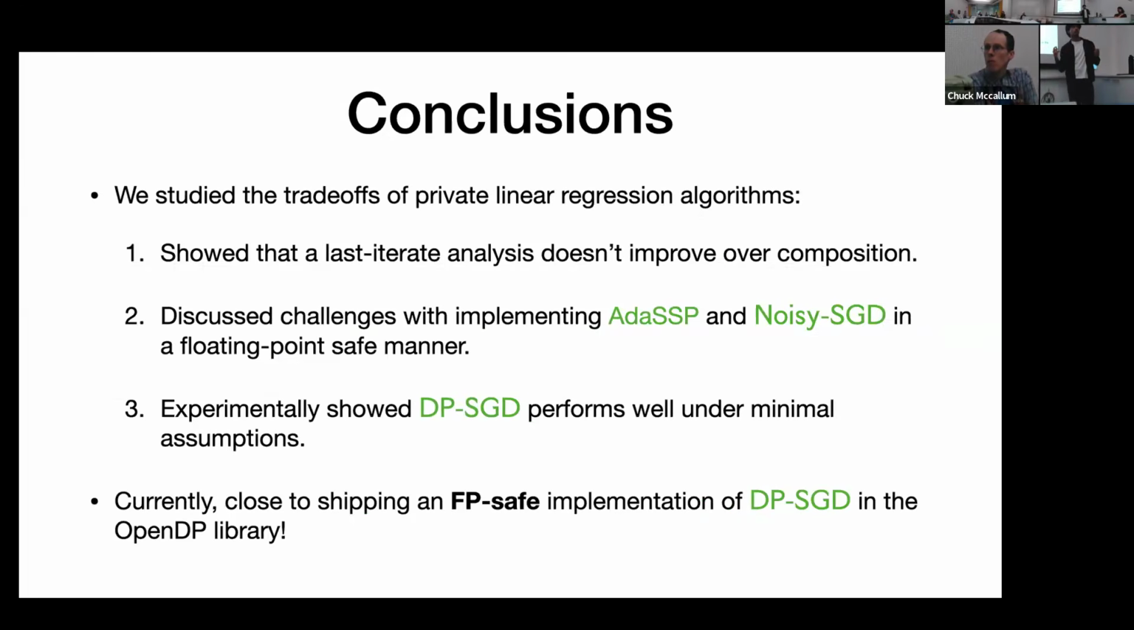We showed that between composition and masked iterate, they're mostly the same in all of the regimes we cared about. We discussed some challenges with implementing AdaSSP and Noisy-SGD in a floating point safe manner, and showed that DP-SGD is actually not too hard to implement safely. And finally, we experimentally showed that DP-SGD performs quite well under this set of minimal assumptions, specifically referring to bounded parameter norm and bounded data norm.